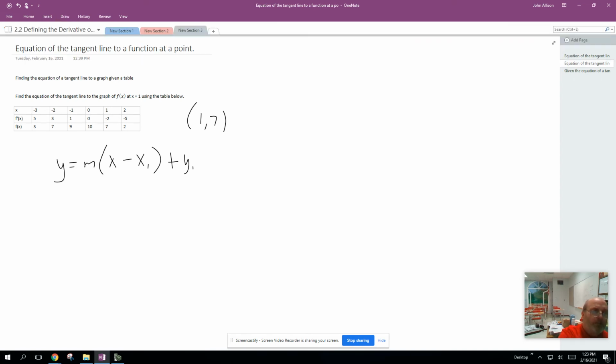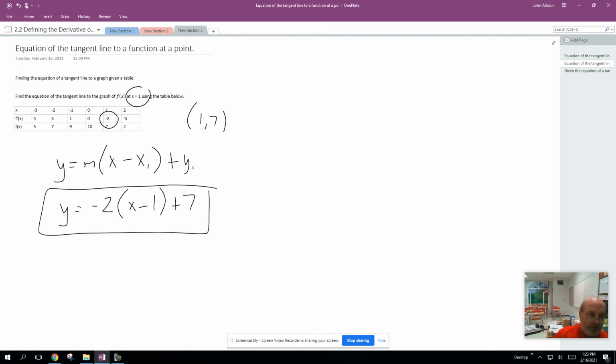All we need to do is find the slope at x equals 1, which is going to be the f prime of 1. So our equation for our tangent line is going to be y equals f prime at 1 times x minus the x value 1 of the point plus the y value. And this is the equation of the tangent line for the function f of x given by this table with the graph, with the tables f prime and f of x. We could also simplify that to write it in slope-intercept form if we needed to: negative 2x plus 2 plus 7, or negative 2x plus 9.